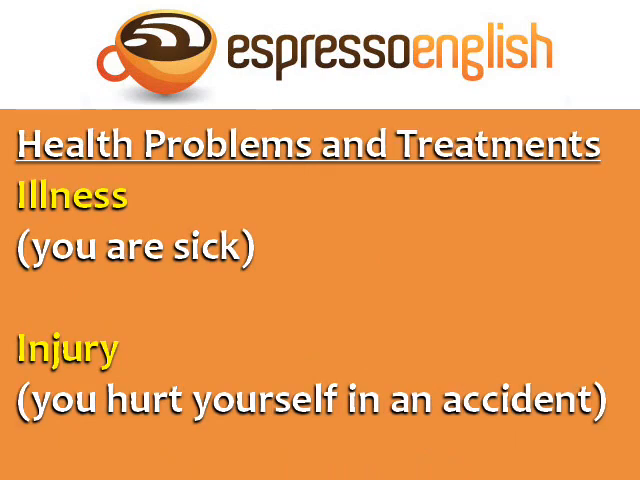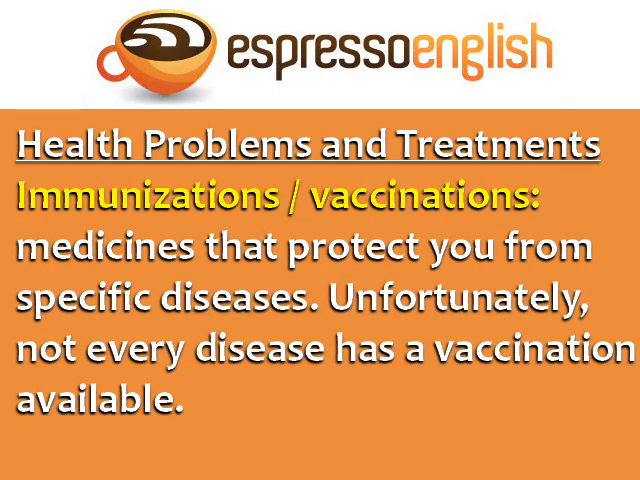Health problems and treatments. The other reason to go to the doctor is if you have a health problem like an illness, you are sick, or an injury, you hurt yourself in an accident. One way to help prevent illness is to get immunizations or vaccinations, medicines that protect you from specific diseases. Unfortunately, not every disease has a vaccination available, so everybody gets sick from time to time.